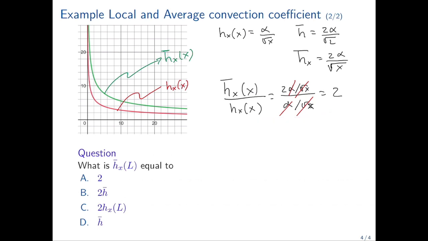For next class, I want you to answer this question. For this problem, what is the average of x evaluated at L? Is it equal to 2h average? Or is it equal to 2h of x of L? Or is it equal to h? See you next time.